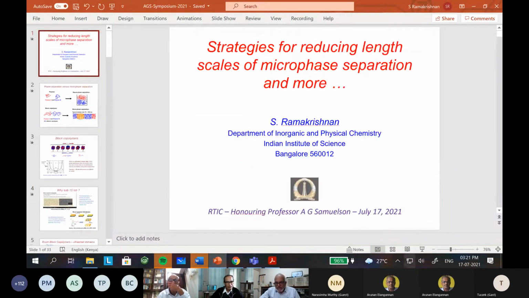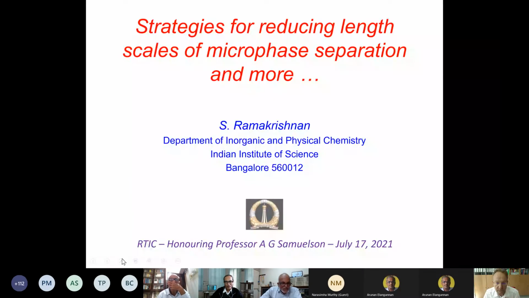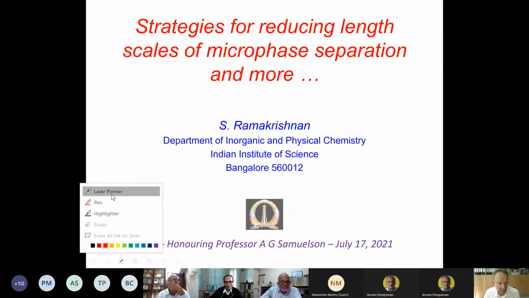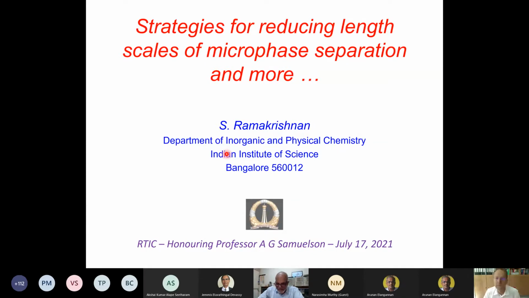Strategies for reducing length scales of microphase separation and more. Professor Ramakrishnan. Is the slide visible? Yes, go ahead. Okay, and my cursor as well. Firstly, thank you very much, Tilagar and Debashish, and of course, Arunan, for asking me to give a talk. It's really a pleasure to give a talk at this symposium. So this is the title, and let me move on quickly without wasting too much time.